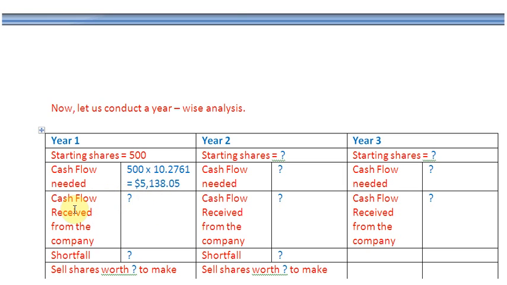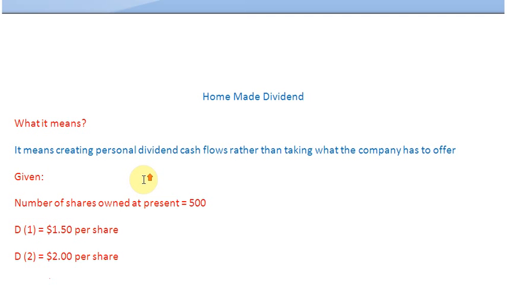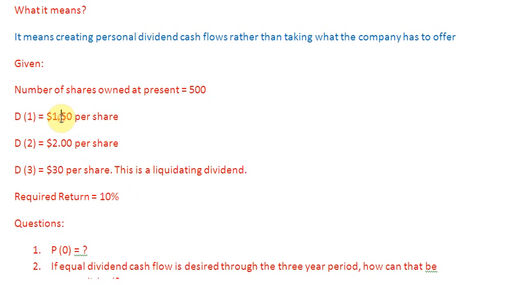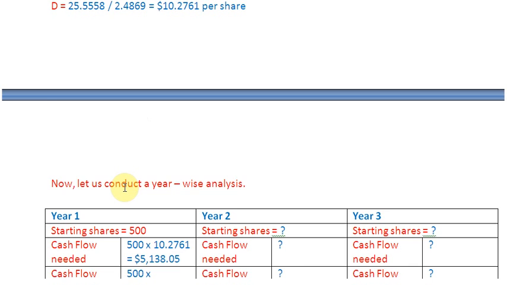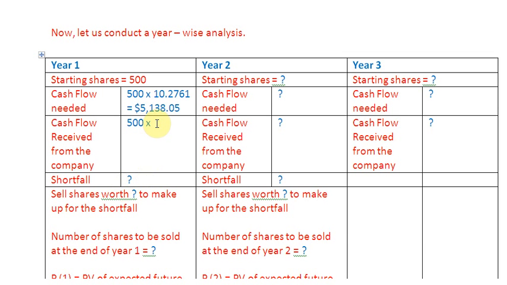And then what is the cash flow that we are going to receive from the company? On our 500 shares, remember the company has declared a dividend of, let's verify it one more time, it has declared a dividend of $1.50 per share. So let's just write it here. On our 500 shares, we are going to receive a dividend of $1.50 per share, and so that is going to give us a sum of $750.